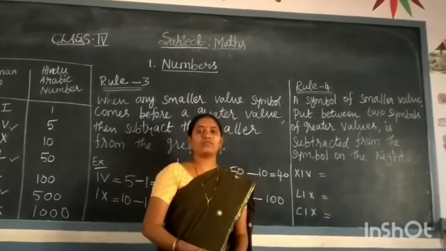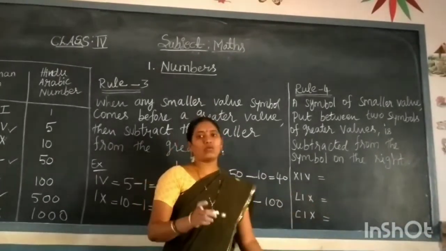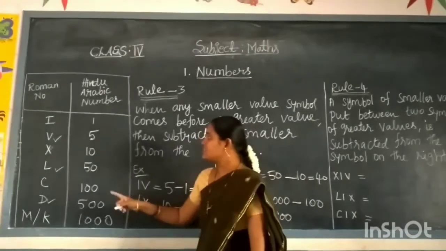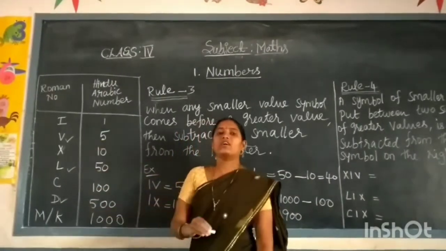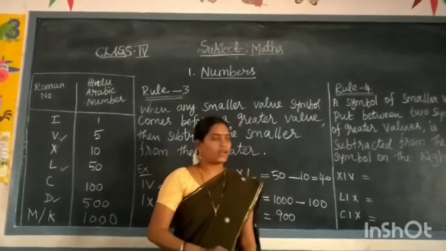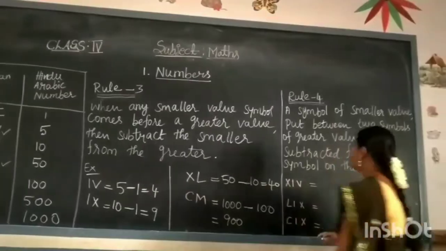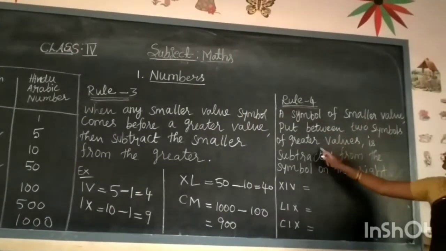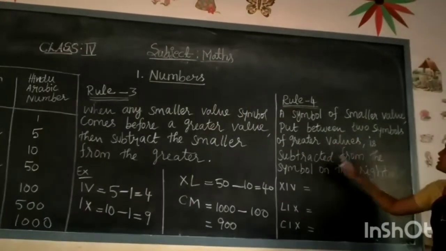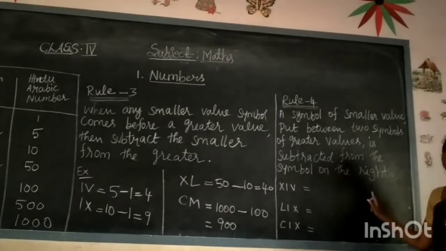Now, children, before going to rule 4, I want to tell you one thing. Here, symbol V, L, D. V, L, D are never subtracted. Okay? Now, rule 4. See, a symbol of smaller value put between two symbols of greater value is subtracted from the symbol on the right.